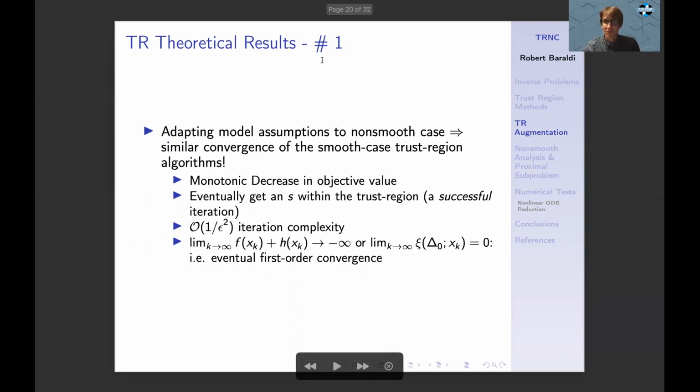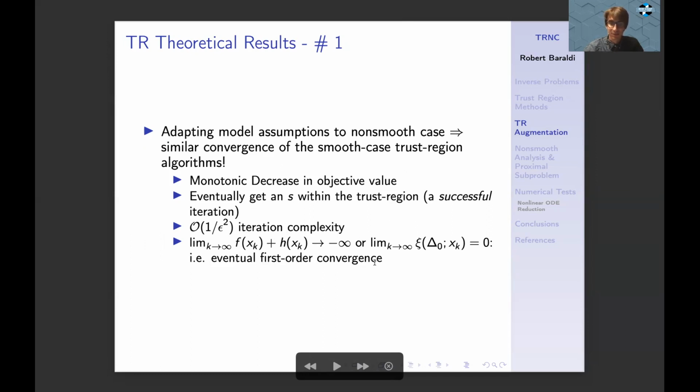The trust region theoretical results are surprisingly malleable. If you adapt similar model assumptions to the non-smooth case, as has been done in the literature for the smooth case, you actually get similar convergence to smooth-case trust region algorithms. So you get monotonic decrease in the objective value. You're guaranteed to produce a descent step within some trust region, i.e. you get a successful iteration at some point. And from that, you can prove 1 over epsilon squared iteration complexity, and that you eventually get first-order stationary convergence.